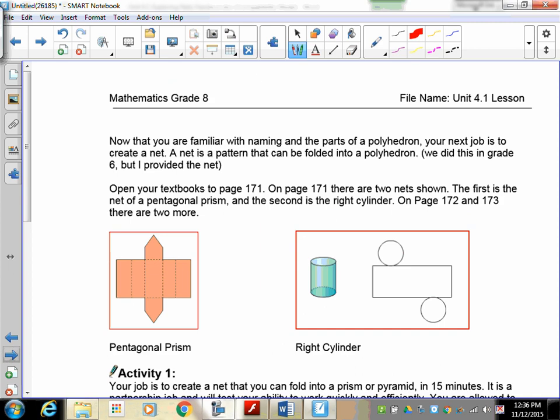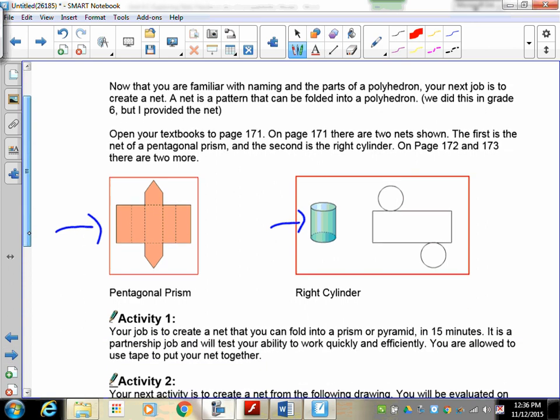Okay? Now, moving on to the next one. Now that you're familiar with naming the parts of a polyhedron, your next job is to create a net. A net is a pattern that can be folded into a polyhedron, and we did this in grade 6, but I gave you the nets. So if you take a look on your page 171 in your textbook, there's two nets shown. The first is the net of a pentagonal prism, right there. And the second is that of a right cylinder. On page 172 and 173, there are two more of them.